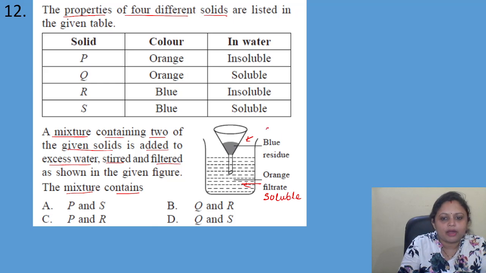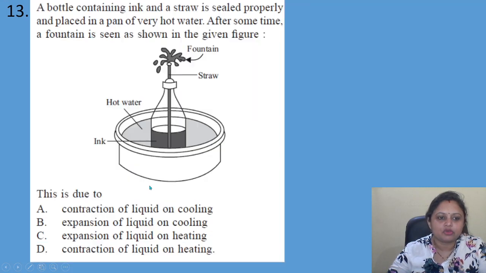So the blue part it should be insoluble. So blue insoluble that is R, orange soluble that is Q. So options are Q and R. Okay. Yes. Coming to next question.